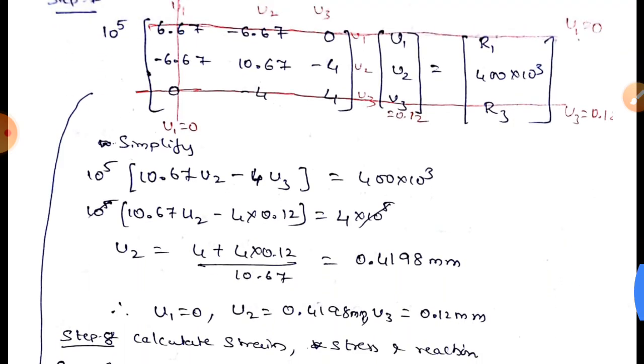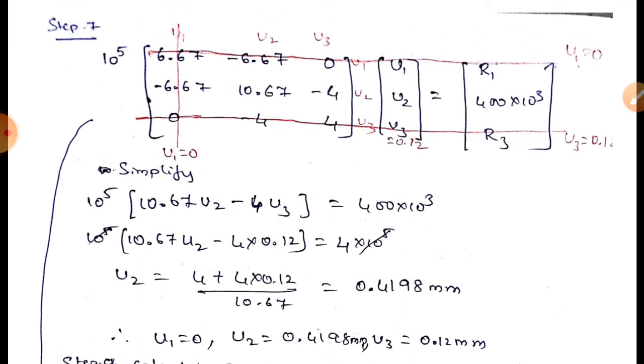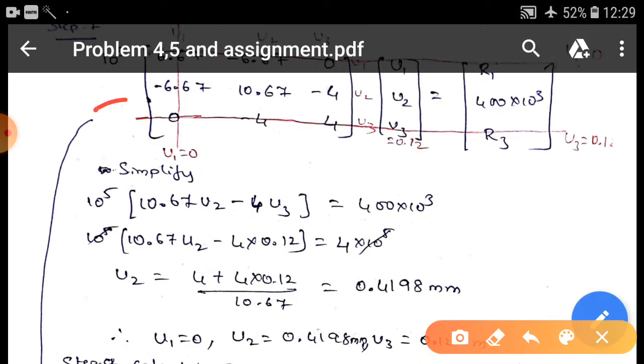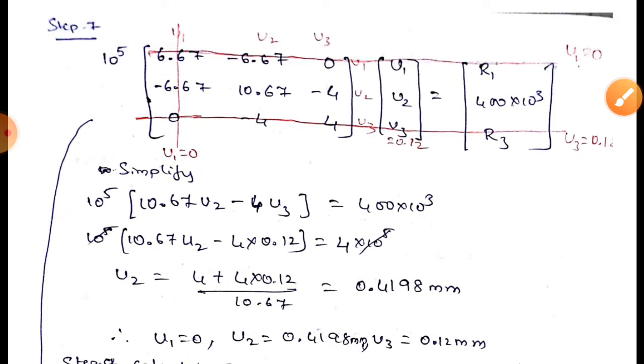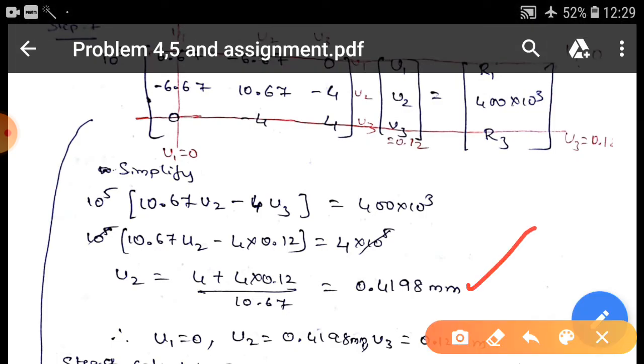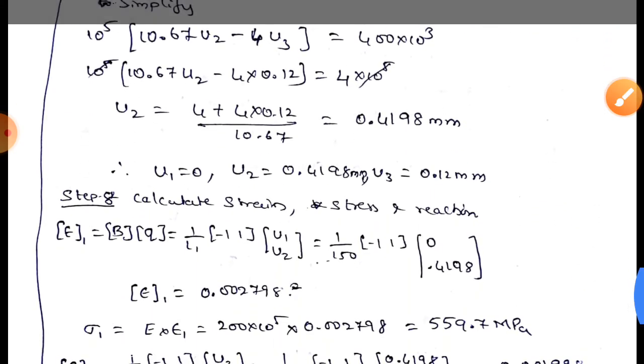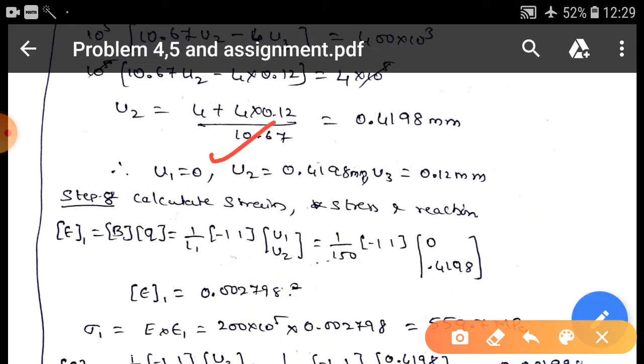Now simplify this. Multiply the remaining section, that is the second row. 10 raised to 5 is kept common. 10.67 into u2 minus 4 into u3 gives me 400 into 10 raised to 3 on this side. Simplify it, and you will get the new value of u2. So our final displacement values are u1 is 0, u2 is 0.4198 and u3 is 0.12.